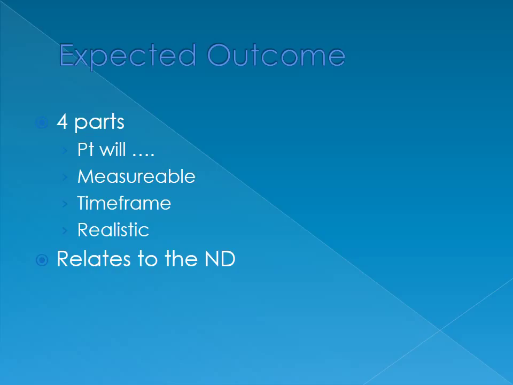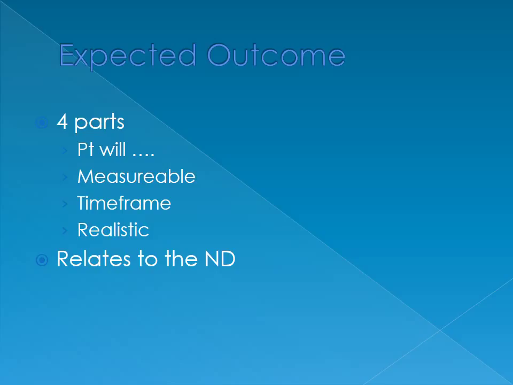But the bottom line is that you want to pick a goal for your patient, an outcome for your patient, that is something they want and you want, okay? And sometimes it's more what they want or more what you want. But we do have to figure out something that will really meet this patient's needs. So there are certain parts to this. There are four parts. It always starts with patient will. It must be measurable, it must have a time frame, and it must be realistic.